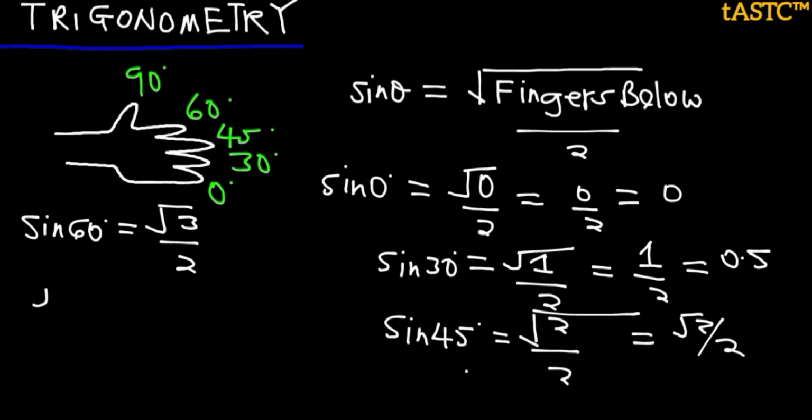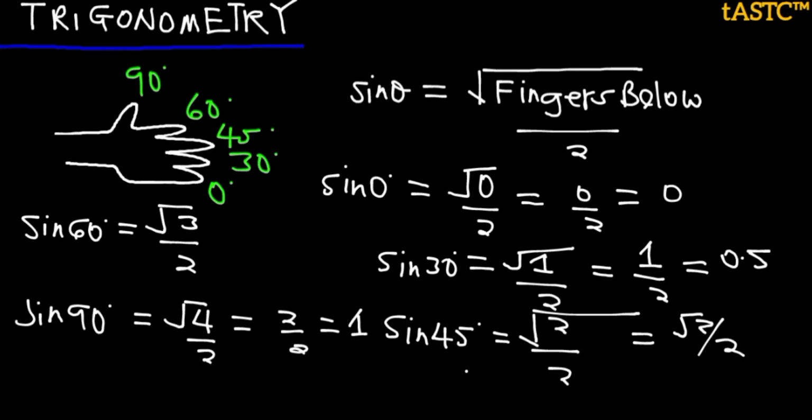How about sine 90 degrees? What is that going to give? So that will be 4. So that is going to be root 4 divided by 2, and so that is 2 divided by 2, which is equal to 1. Now this is going to be the equivalent of cosine 0. That will give you that value. So I'm going to wipe these out.